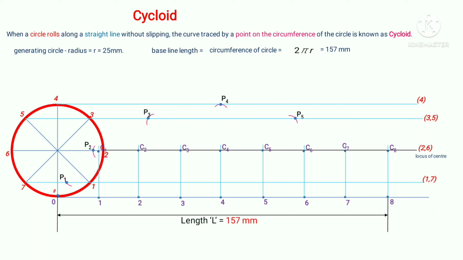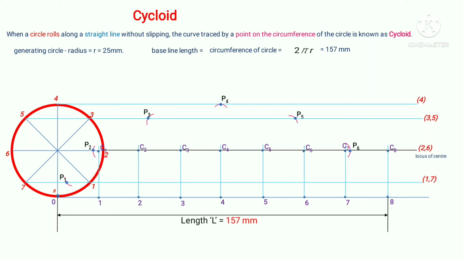With the center C6 and radius of the generating circle 25 mm, another arc is drawn to cut the locus 2, 6 towards the right, and this point is marked as P6. Now with C7 as the center, radius equal to 25 mm, an arc is drawn to cut the locus line 1, 7 towards the right, and the point is marked as P7. And finally P8 matches with the base point 8.